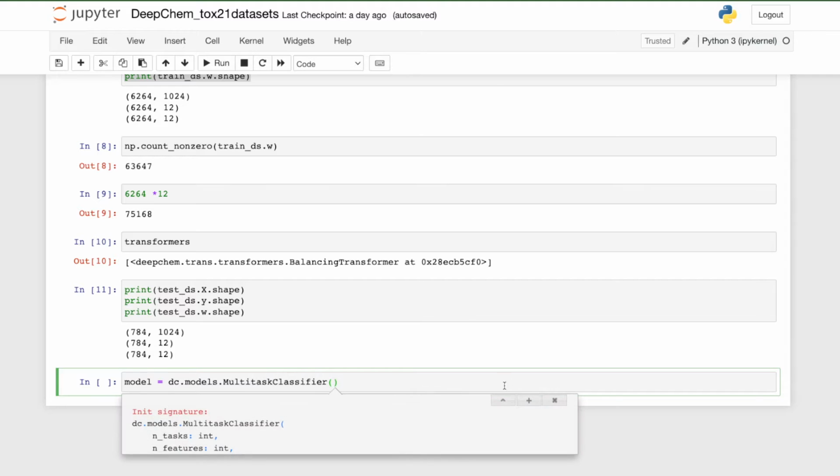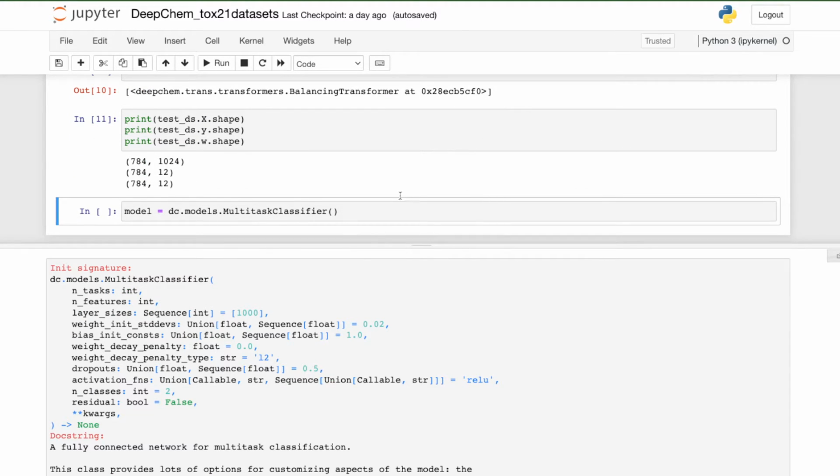Okay, so let's look in more detail at what we can enter here. So first things first, important. We are trying to build a much simpler model here.